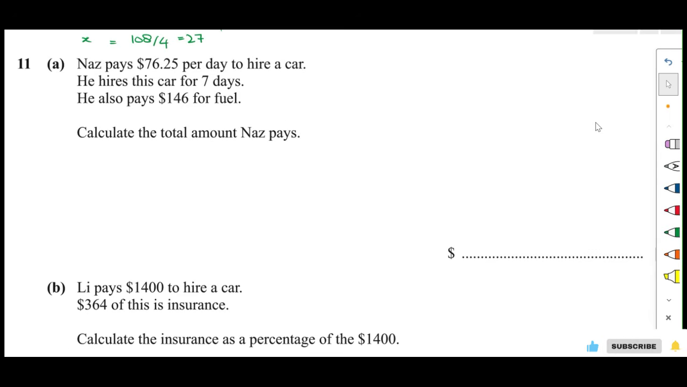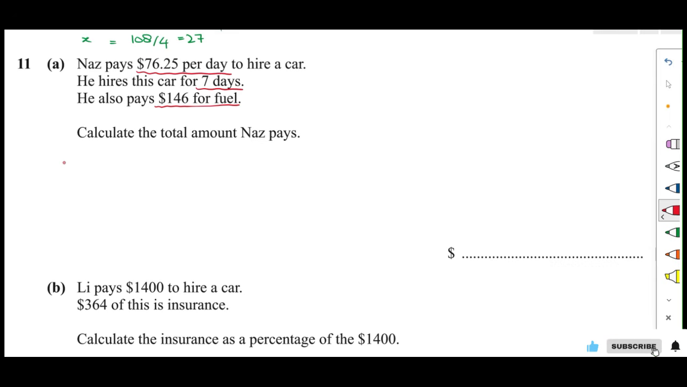Question number 11. Naz pays $76.25 per day to hire a car. So this much per day. He hires this car for 7 days. He also pays $146 for the fuel. Calculate the total amount Naz pays.